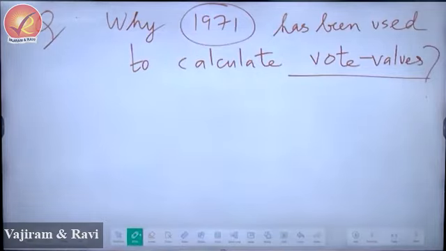Even the seats a state has in the Lok Sabha or in the Legislative Assembly are determined on the basis of the 1971 census and are fixed.